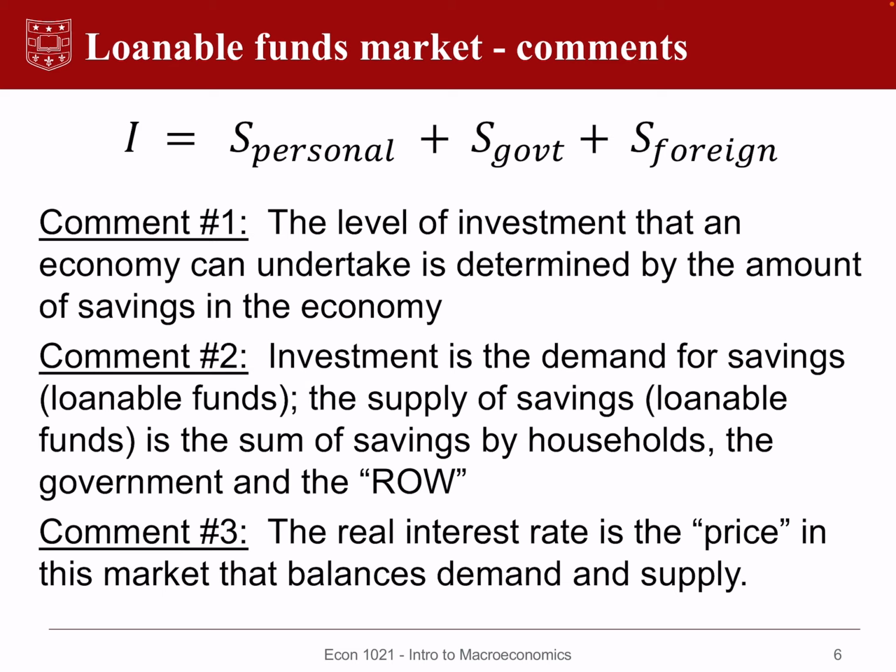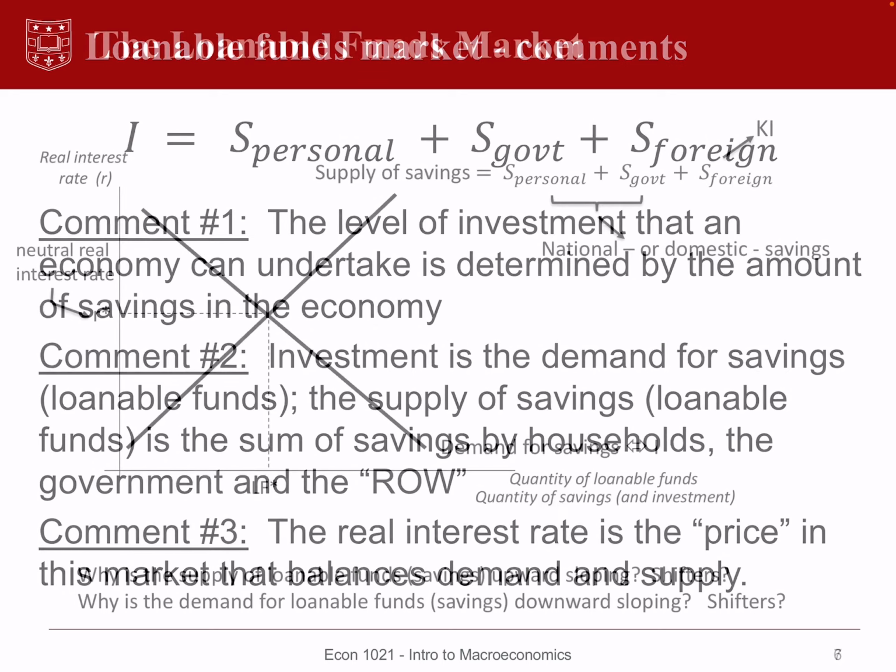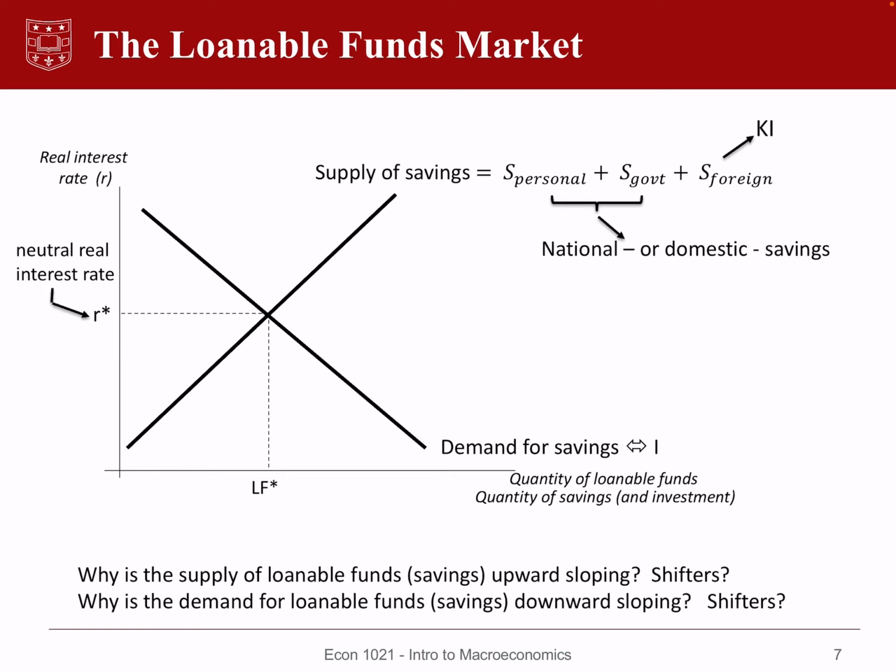And then the price in this loanable funds market is the real interest rate. This is the thing that's going to balance the demand and supply of loanable funds. So here's our picture. We're going to put the quantity of loanable funds on the horizontal axis, and we can also interpret this as the quantity of savings and investment that the macroeconomy does.